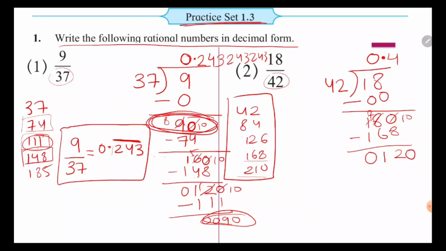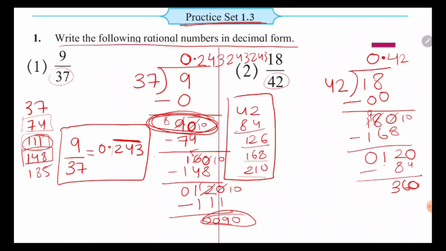So I can see that there is 126, but I can't take it because it is greater than 120. So I'll be taking 84, which is 2's. So 2's 84 I'll be taking. Okay, now I'll be subtracting it. So 120 minus 84 will be 36. Okay, so I'll be putting a 0 again.